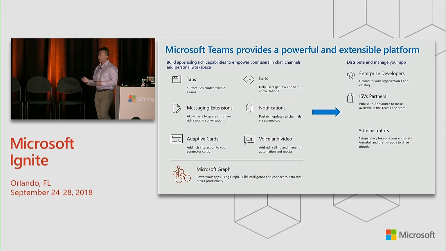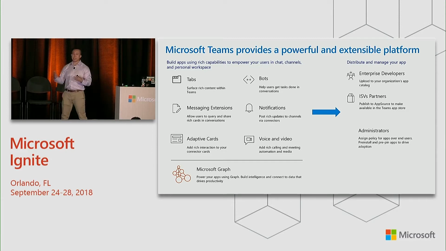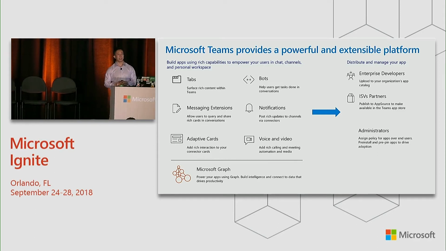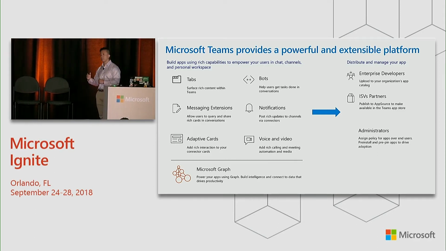Going a level deeper, what does this actually mean? What does it mean to build an app? What are the capabilities? When we think about the platform, these are the high-level capabilities or features. Some of you may already be familiar with some of these concepts just from using Teams, like tabs, the ability to collaborate around content and pin content in Teams and channels, and soon in group chats as well.